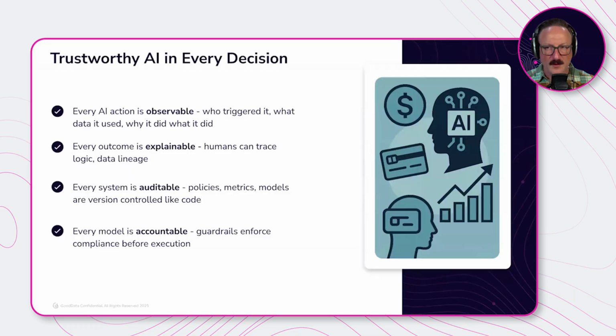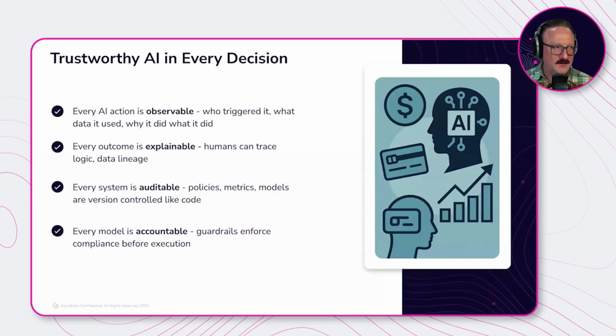So the solution overview, like what are we trying to do? It ultimately comes down to these four things: observable, explainable, auditable, and accountable. I won't focus too much on this slide. That's ultimately what the platform delivers.